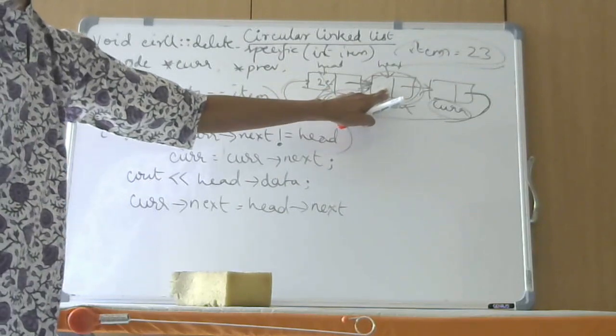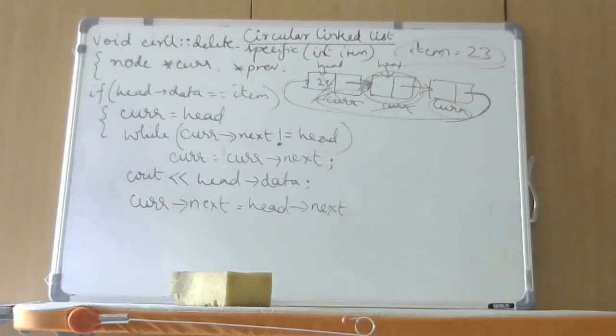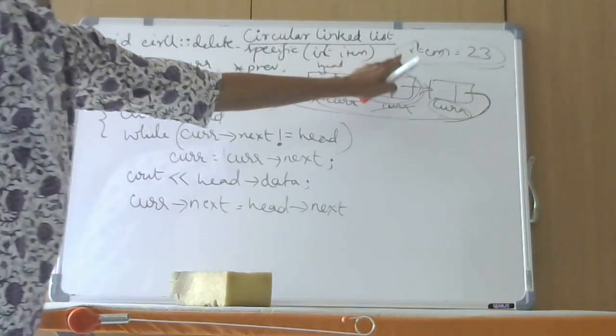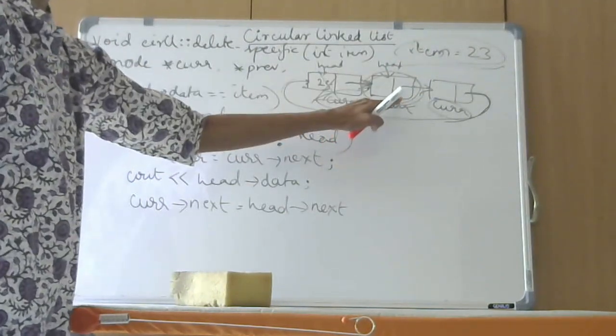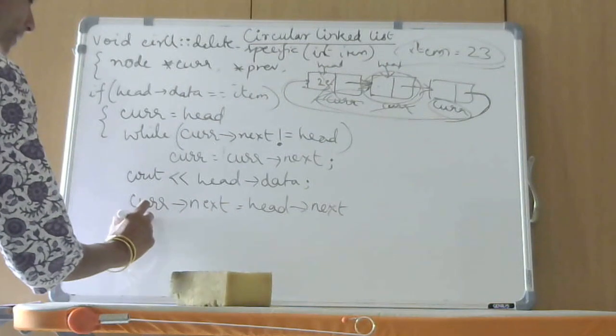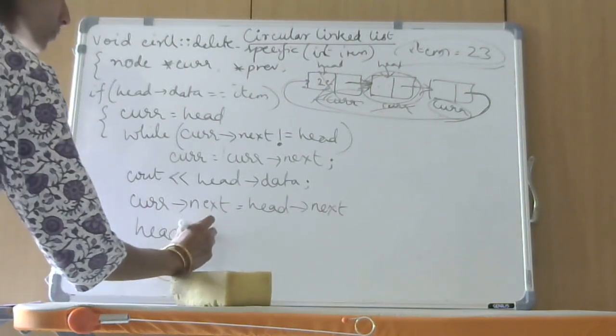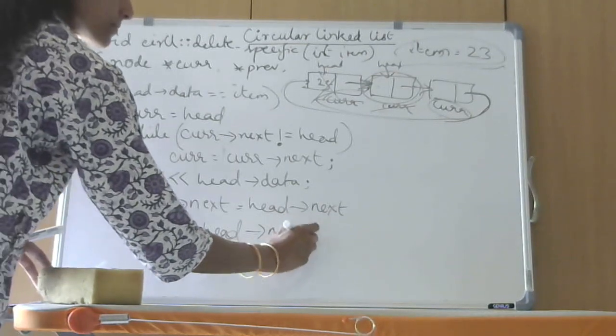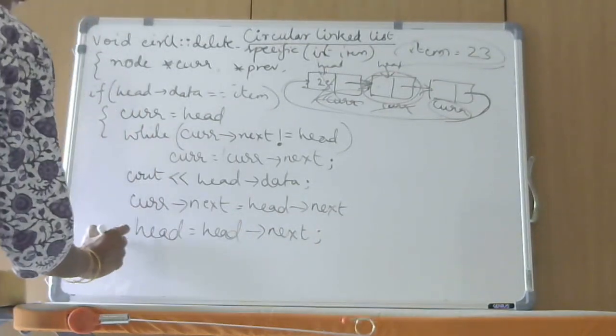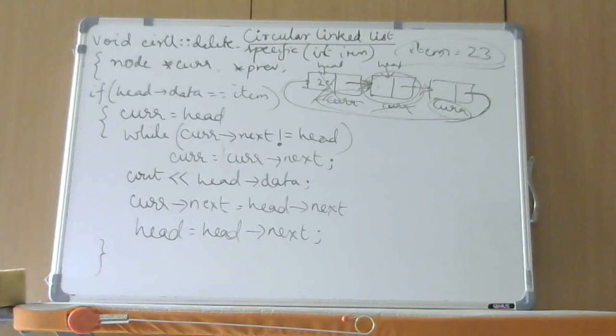It is nothing but head of next. Head of next. Then this should now become my new head. How do I access this node again? It is nothing but head of next. So I can write head is equal to head of next.